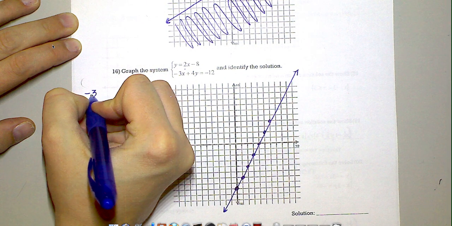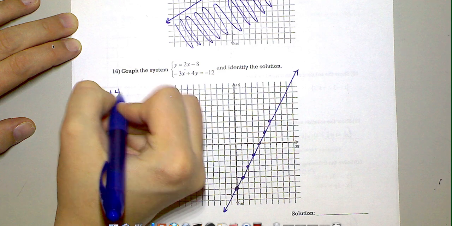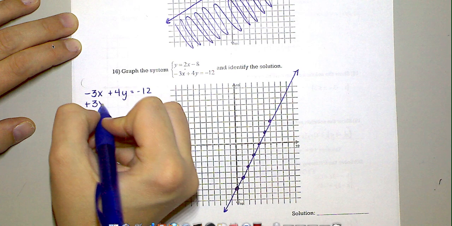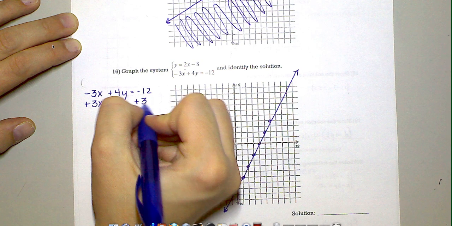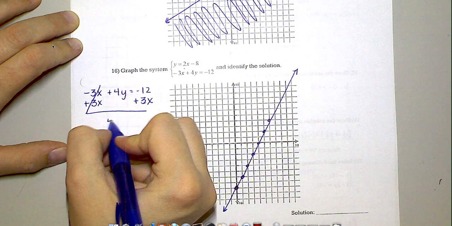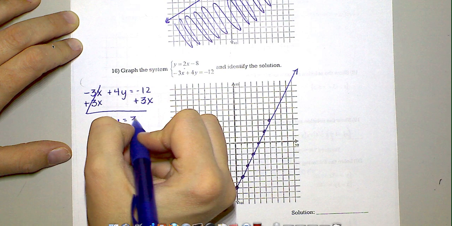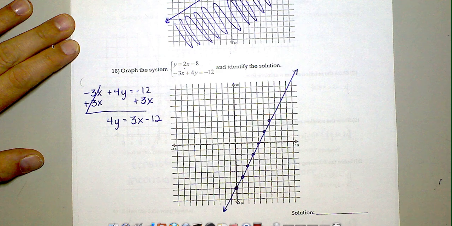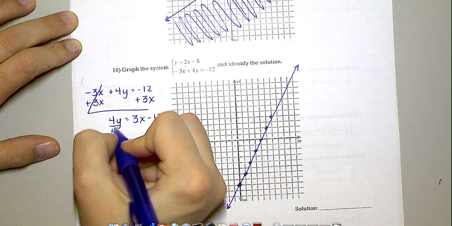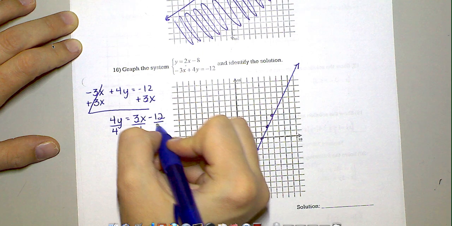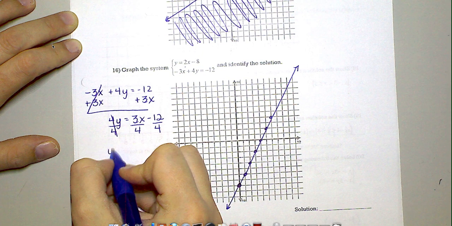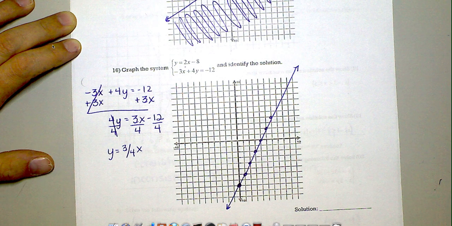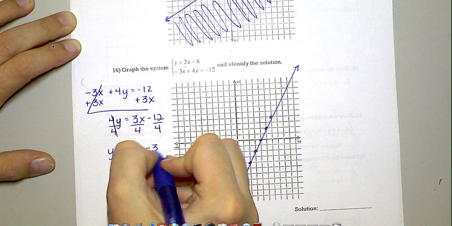So -3x plus 4y equals -12. If I wanted to move the x to the other side, I would add 3x and add 3x. So that would leave me with 4y equals 3x minus 12. Again, I put the x first so that it would match that slope-intercept form, the mx plus b. Divide every piece by 4, and I end up with y equals 3/4 x. And I'm leaving that as a fraction because that's going to be my slope. And then 12 over 4 is 3, so 3/4 x minus 3.